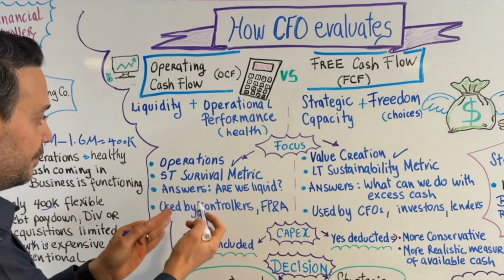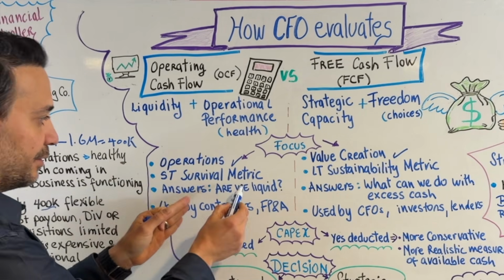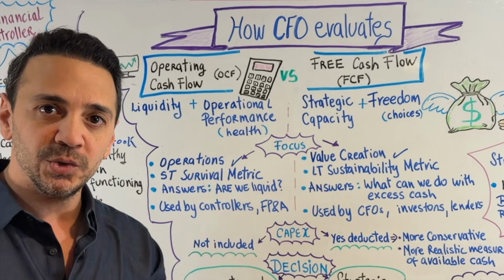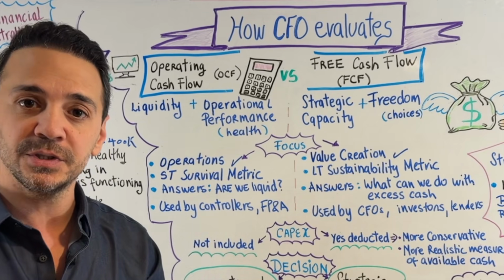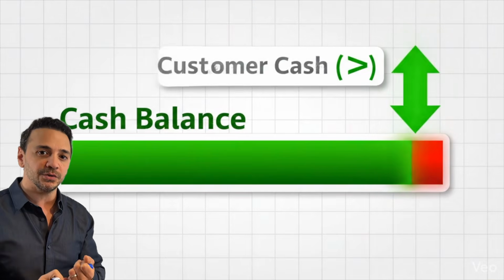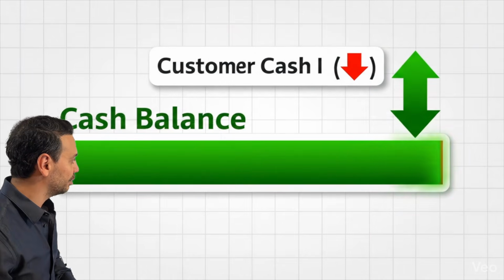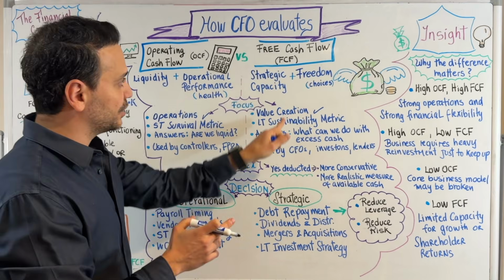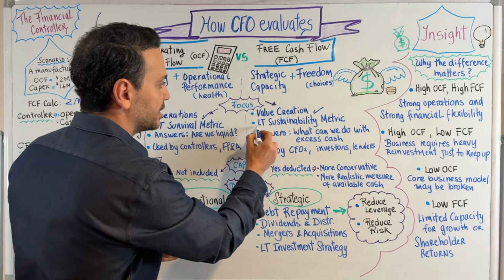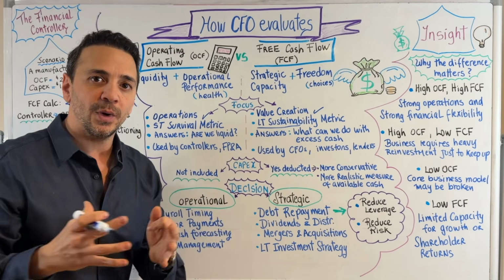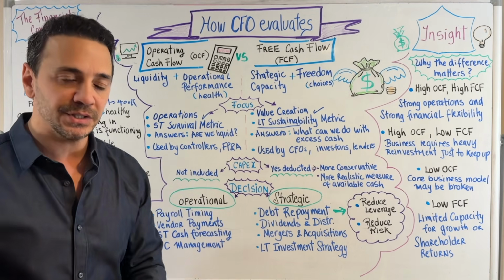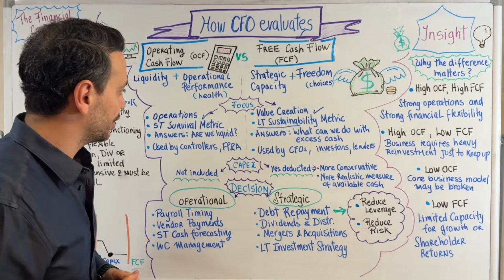With OCF, the focus is going to be on short-term survival. So I'm thinking, what am I doing with the funds that I have from customers and how do I use that to pay my vendors and payroll and my financial obligations? While with free cash flow, we're thinking long-term sustainability, right? So we're thinking, what can we do to reinvest back in the business to create value for shareholders?